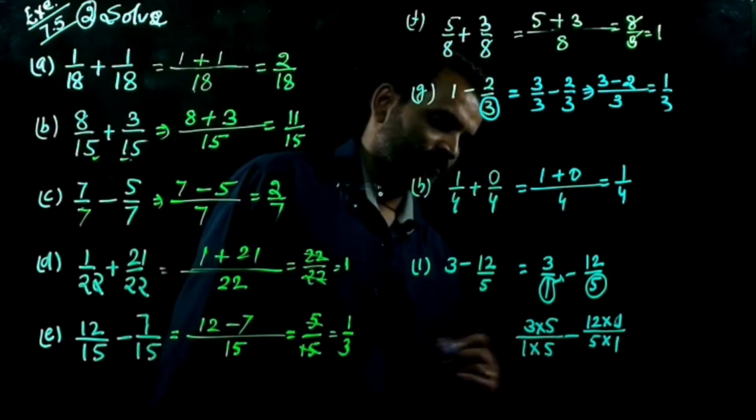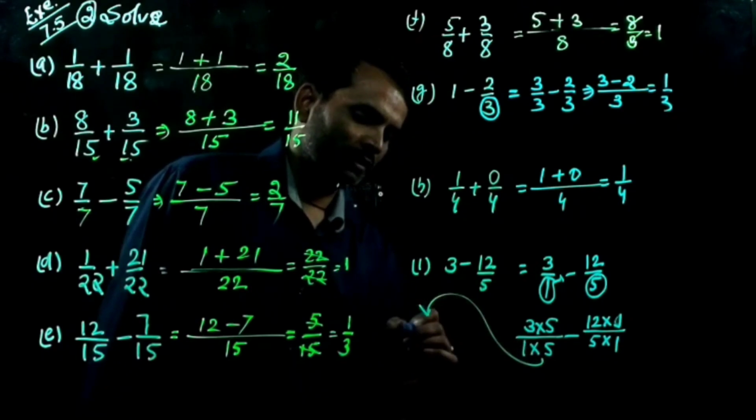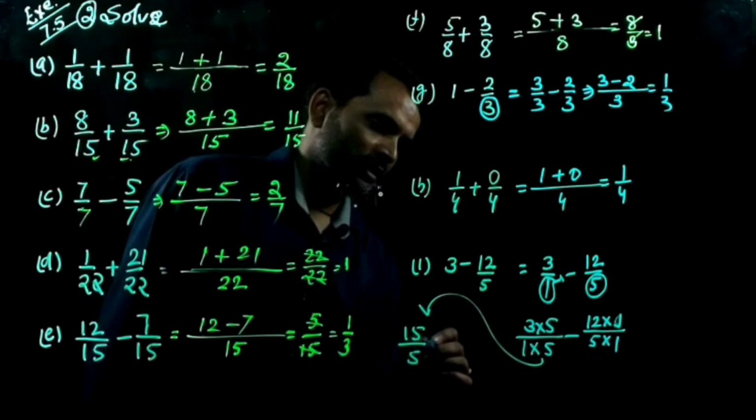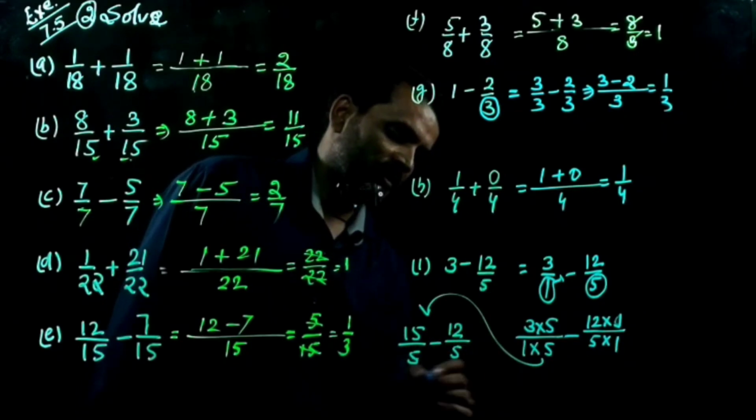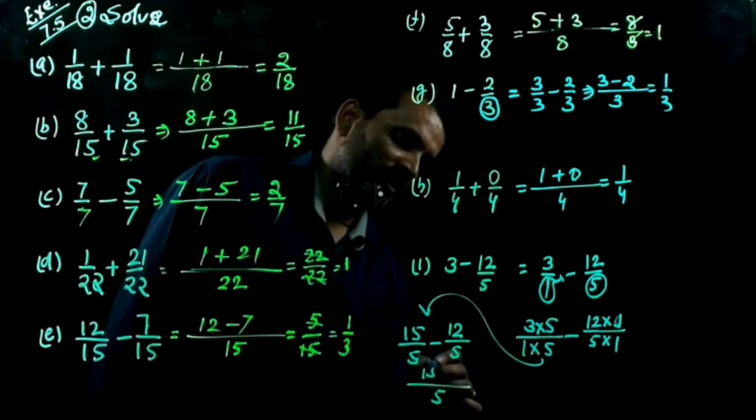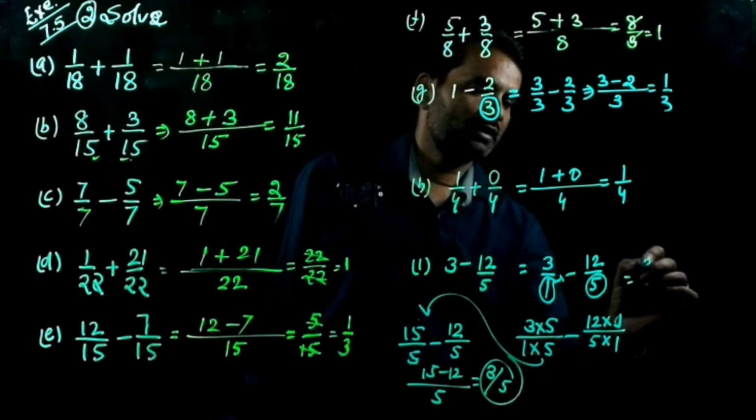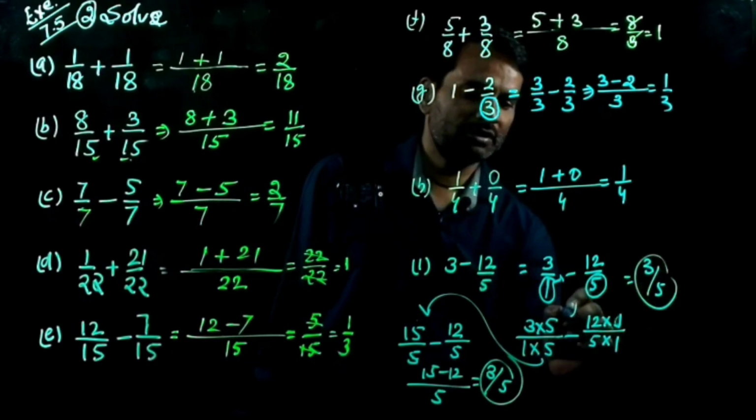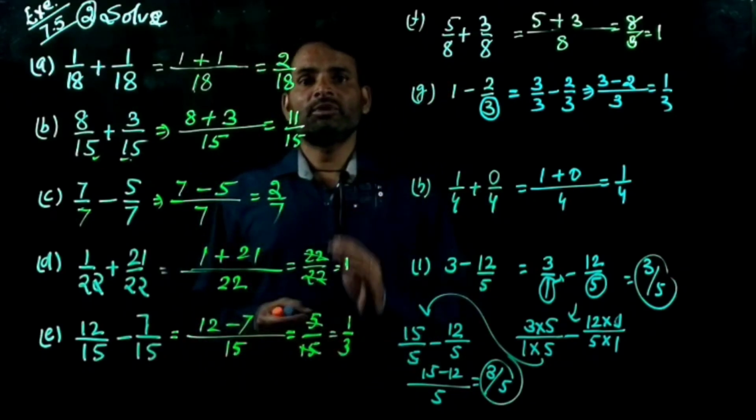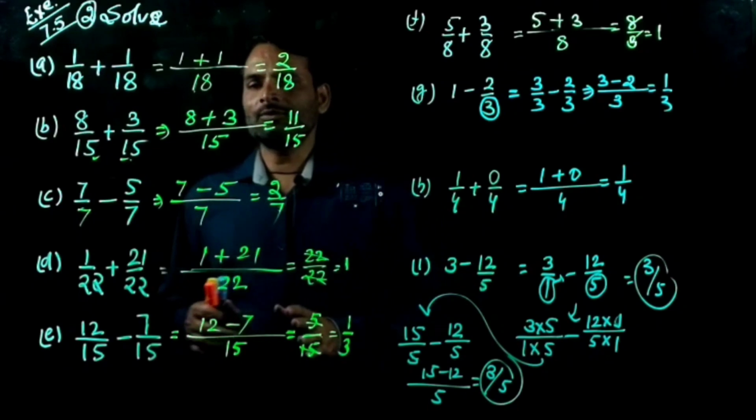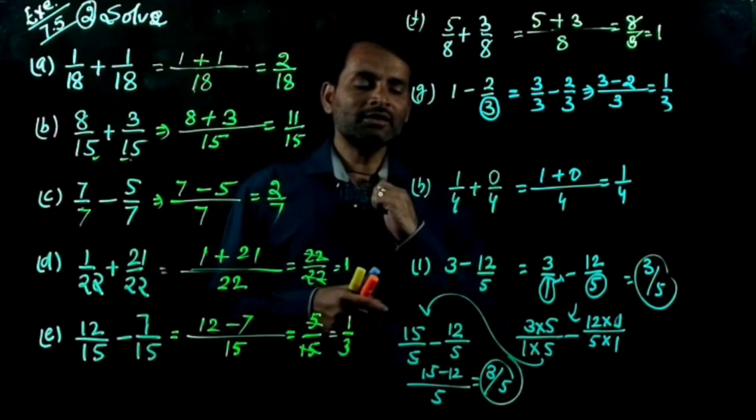Then write 15 upon 5 minus 12 upon 5. Here the denominators are the same. You write 5, and 15 minus 12 is equal to 3 upon 5. So the answer is 3 by 5. This method is very important. There are some questions where the denominators are the same, and in this exercise the maximum number of questions will be solving addition and subtraction where the denominator values are the same.